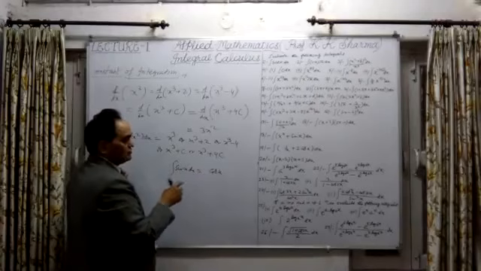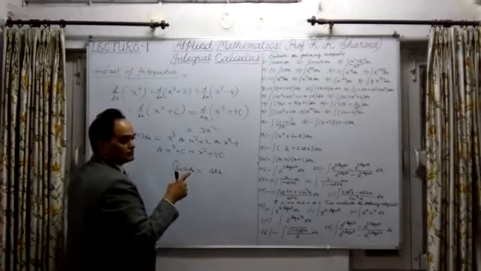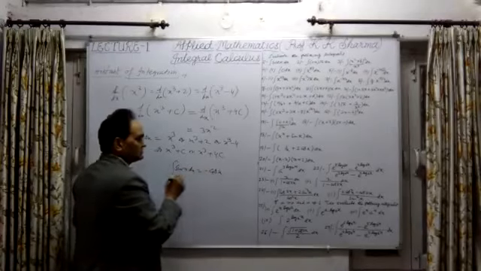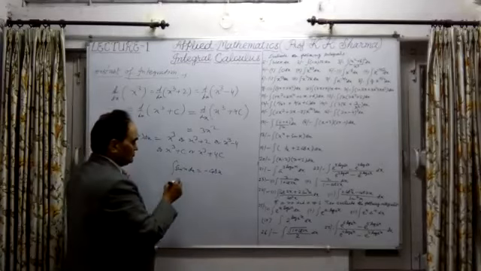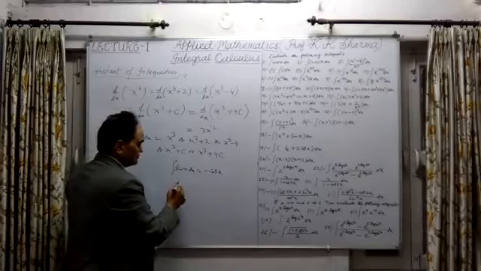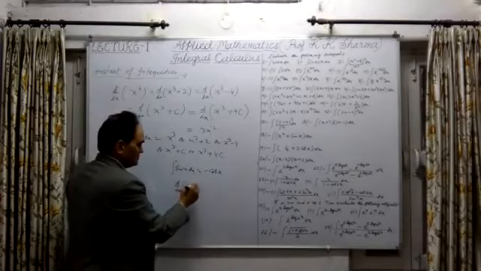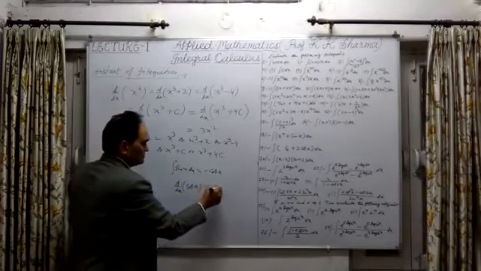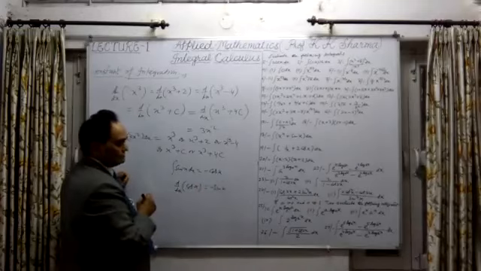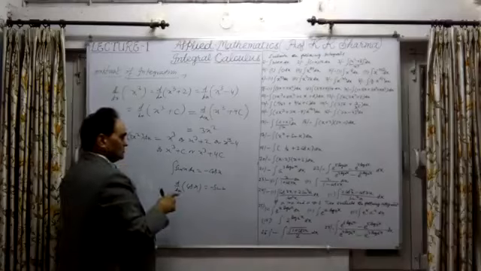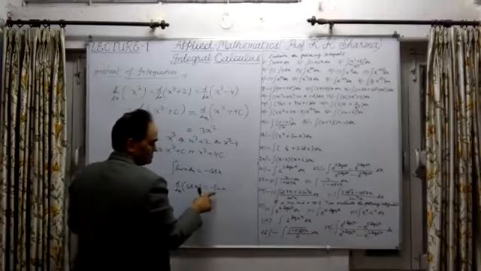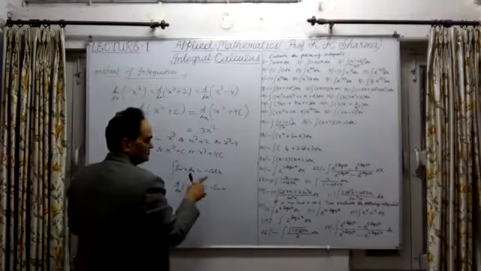This is because we know that the differentiation of cos x is minus sin x. Because we know that d/dx of cos x is equal to minus sin x. So therefore, the integration of sin x is equal to minus cos x here.